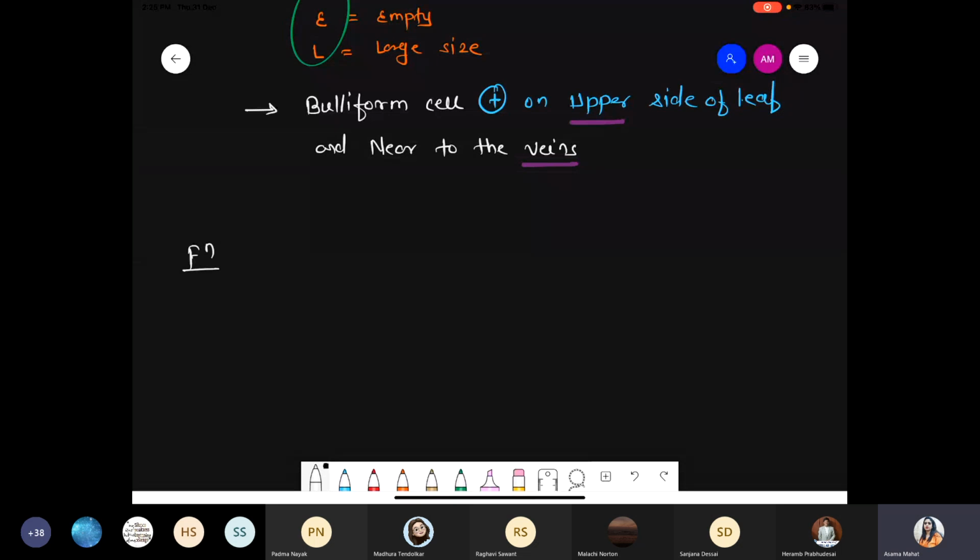So what is the function of the bulliform cell? Normally, when we are talking about the monocot leaf, it is very delicate. Just imagine the grasses. How are grasses? The leaf is very delicate. It is long and elongated because cambium is absent. Secondary growth is also absent. So it is very delicate.